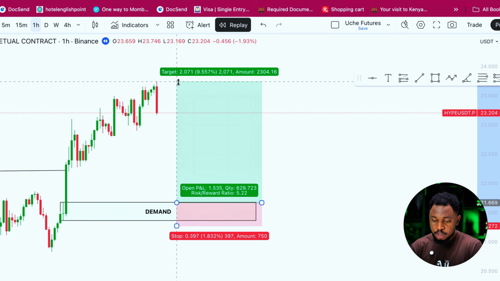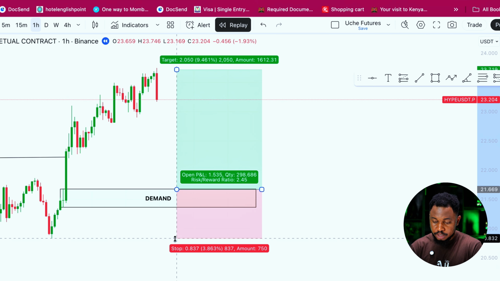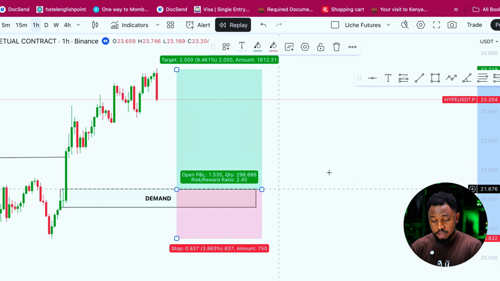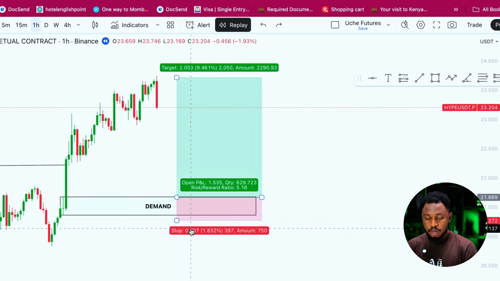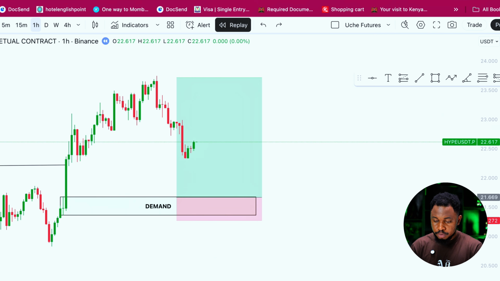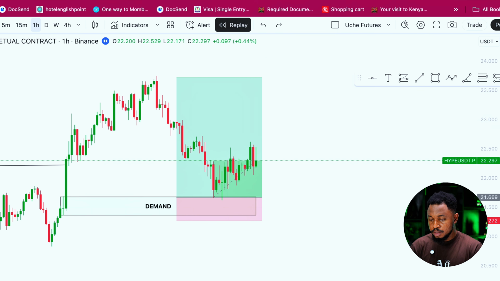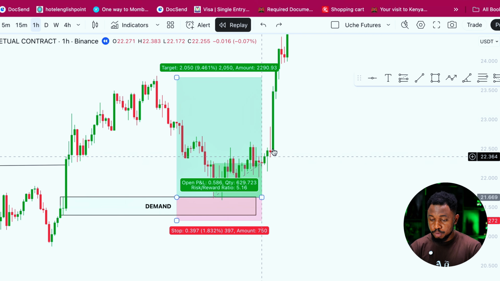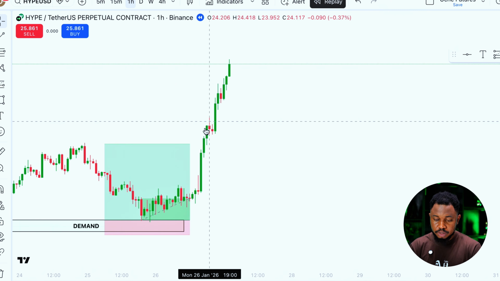Now, sometimes if you want to be conservative, some persons might want to drag their stop loss below this just because they are scared that this sweeps below this. It's still fine, but the only thing is it reduces your risk to reward ratio, which you can see right here. Okay, so depending on how you want to play it. Okay, so next, let's see what happens.